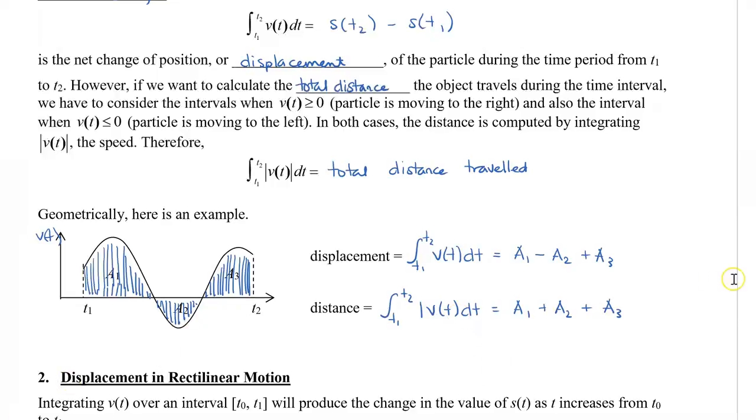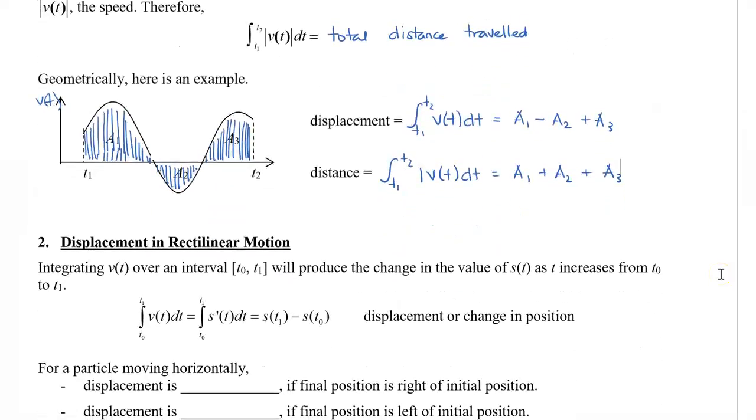So when I integrate velocity over an interval from t0 to t1, it will produce the change in the value of the position as t increases from t0 to t1. So this is written as the integral from t0 to t1 of the velocity dt. Or we can also change the velocity to s prime of t, because we know that velocity is s prime of t. So we have the integral from t0 to t1 of s prime of t dt, which is equal to s of t1 minus s of t0, which is the displacement or the change in the position.